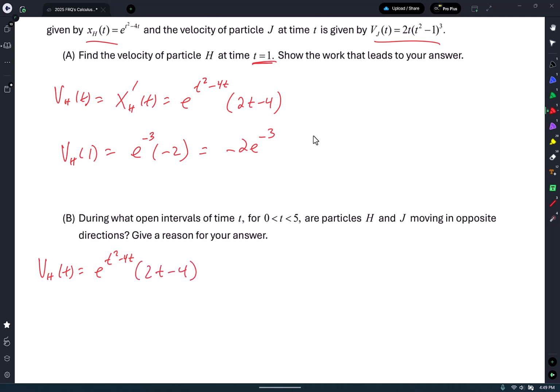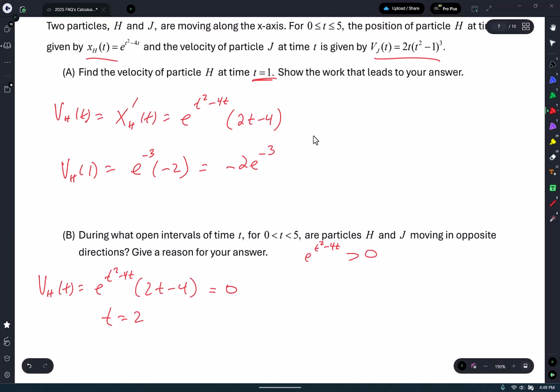If you want to factor out a 2 here, that's fine. Be careful. Put the 2 in the front here and then call it t minus 2. I'm going to set this equal to 0 to see where this changes signs. That happens at t equals 2. You don't care about the e to the t squared minus 4t. E to the t squared minus 4t is always positive. So there it is. Let's find out.